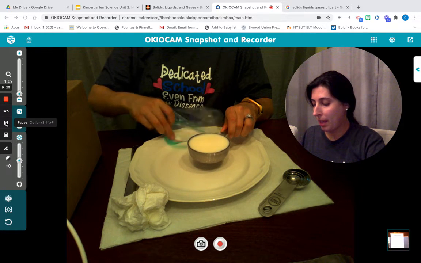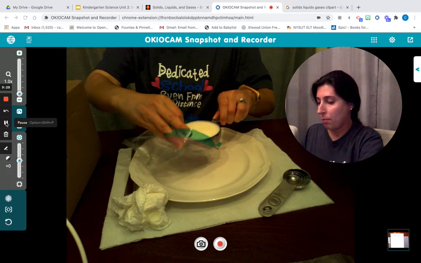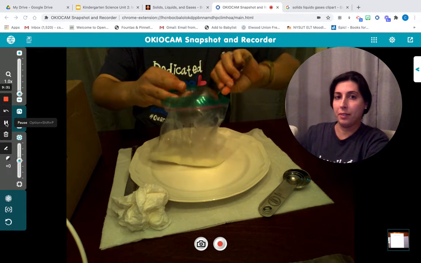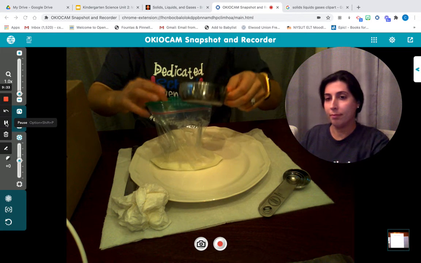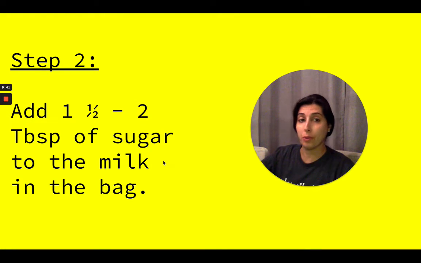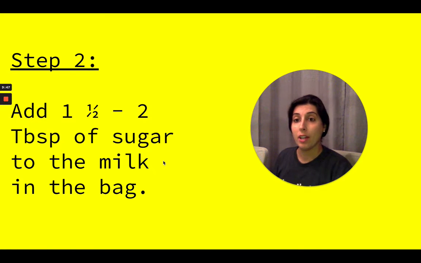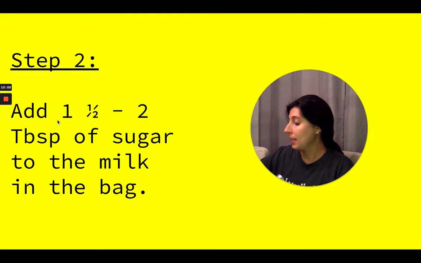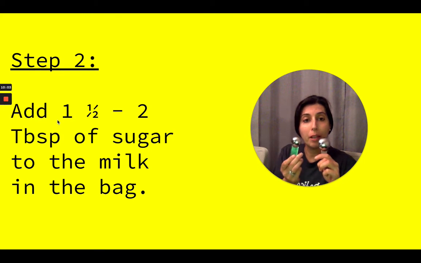Okay, so I've measured my 1/2 cup of milk, and I'm going to carefully pour it into my bag. For step 2, you're going to add 1.5 to 2 tablespoons, the biggest measuring spoon you have, to the milk in the bag. Now, I like my ice cream sweet, so I'm going to do 2 tablespoons of sugar. If you like it a little bit less sweet, you could do 1.5 tablespoons of sugar.